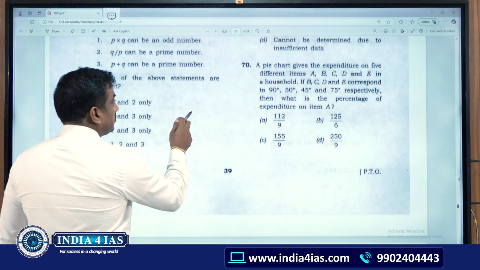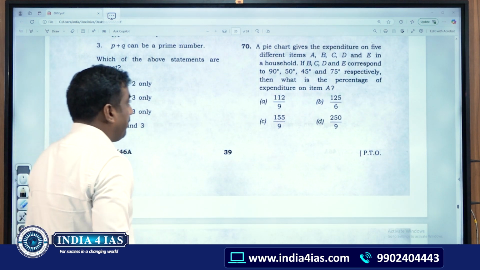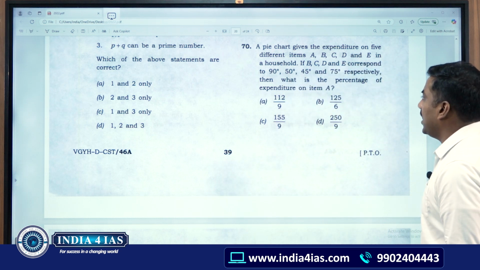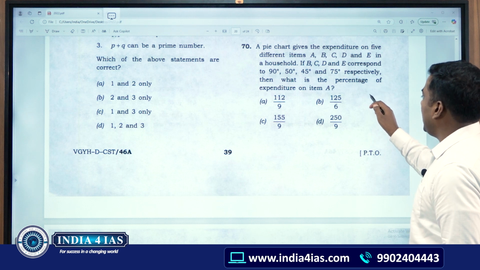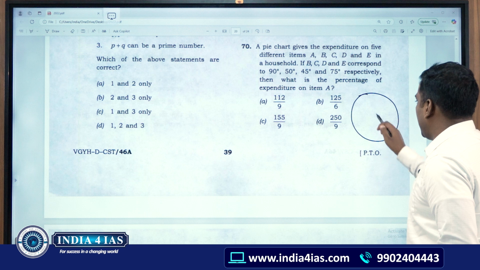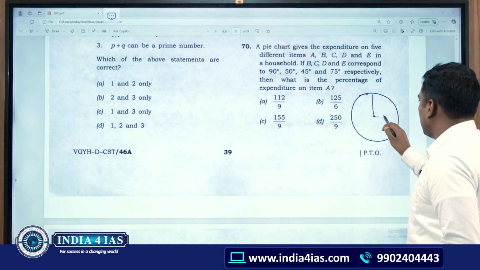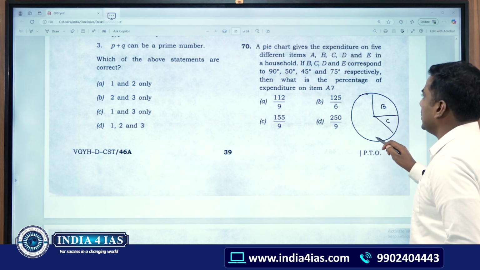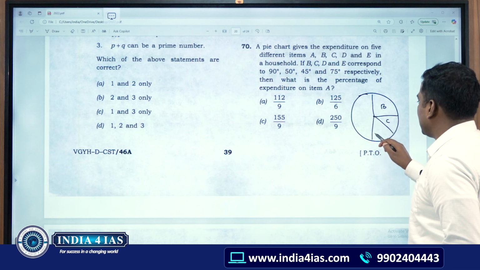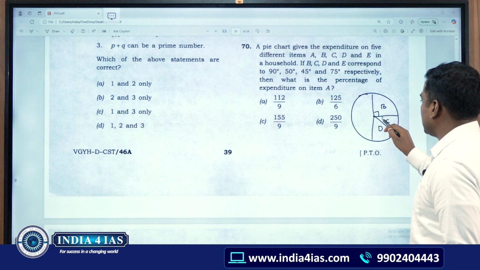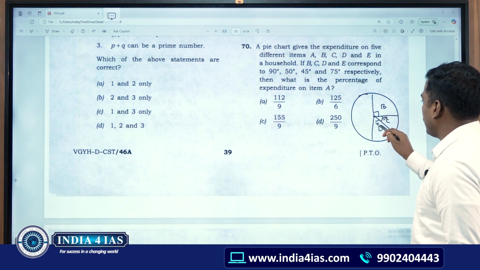Next question. A pie chart gives the expenditure on 5 different items A, B, C, D, E in the household. B, C, D, E correspond to 90 degree. Let me take this as B, 90 degree. Let's take this as C, that is 50 degree. Let us take this as D, 45 degree. So this is 90, this is 50 and this is 45.